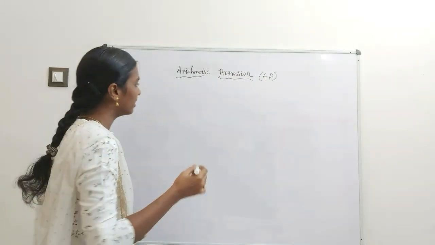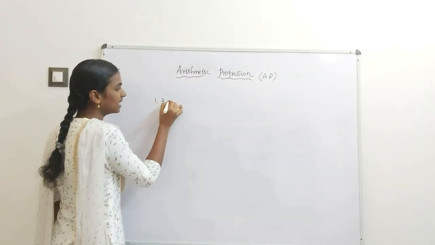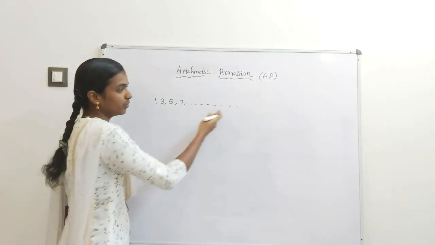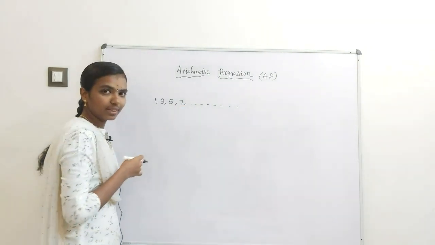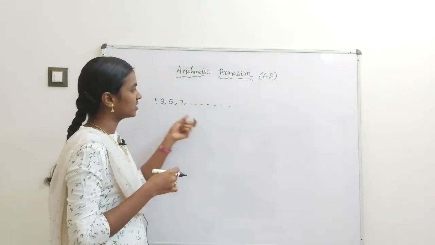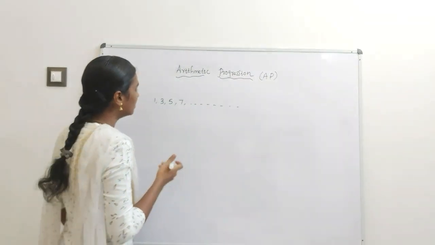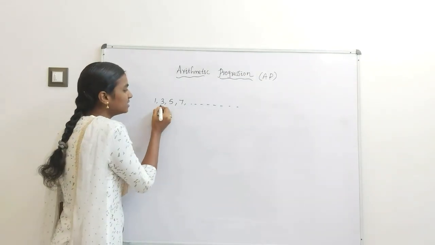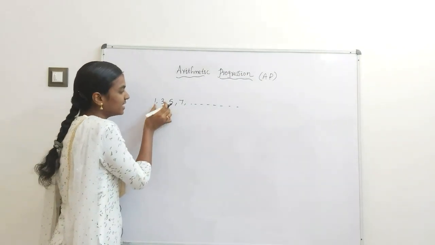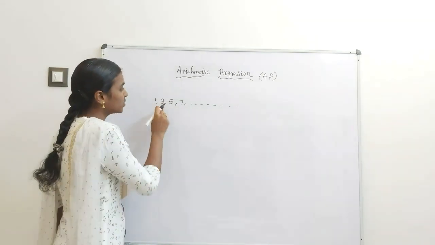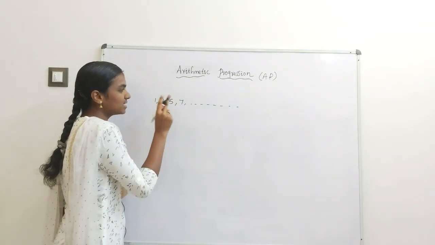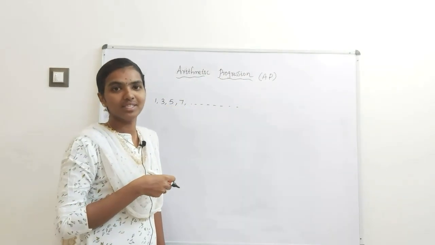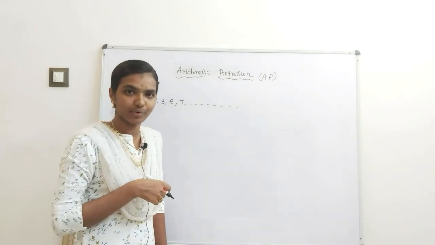Now I am going to take 1, 3, 5, 7 and so on. This goes up to we don't know where, so it is an infinite arithmetic progression, an infinite series or infinite sequence. Now, is it an arithmetic progression or not? The difference between each term should be constant. 3 minus 1 is 2, 5 minus 3 is 2, 7 minus 5 is 2. So the difference between consecutive terms is constant. That is called an arithmetic progression.